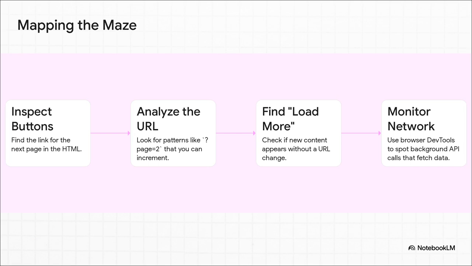You basically have to become a detective. Start simple. Inspect the next button in the HTML. Look at the URL. Can you see a simple pattern, like a page number that you can just count up? If you see one of those load more buttons instead, that's your cue to open up your browser's developer tools and watch the network activity to find the secret API calls that are actually fetching the new data.